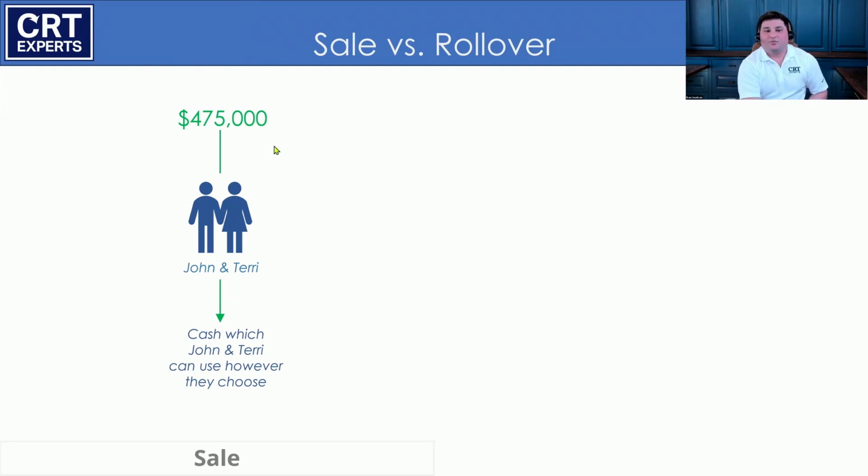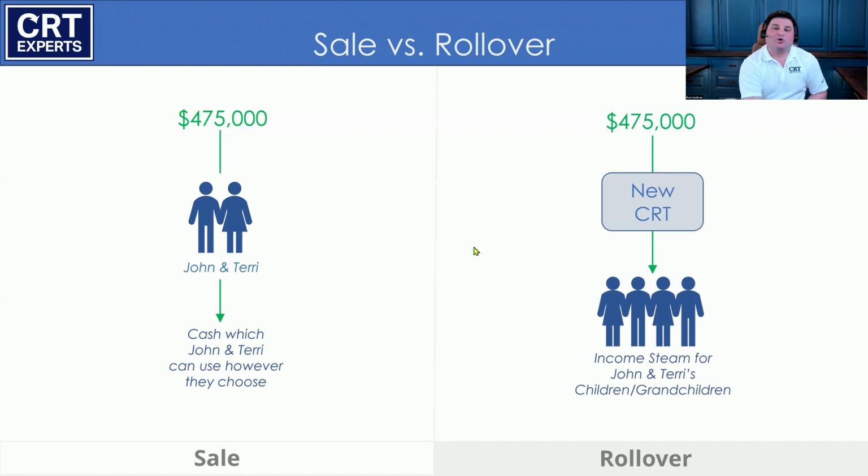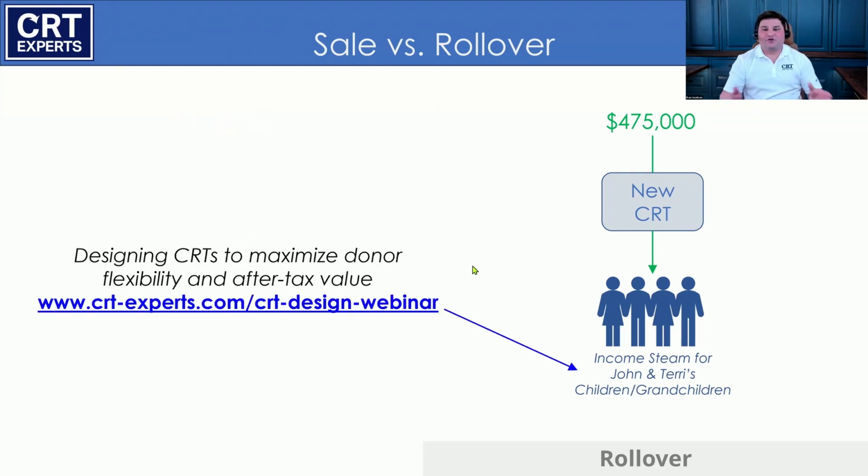With the sale, we've got $475,000 going to John and Terry personally. That goes to their bank account, and they can do whatever they want with it. With the rollover, that $475,000 goes into a new CRT, usually with heirs as income beneficiaries. Now, beyond the scope of this presentation, I mentioned earlier structuring a CRT with multiple generations and for deferral. That's what we see a lot here.